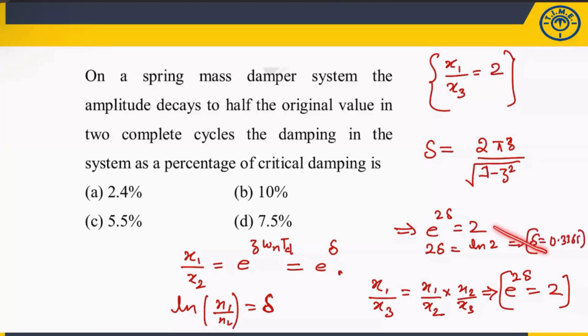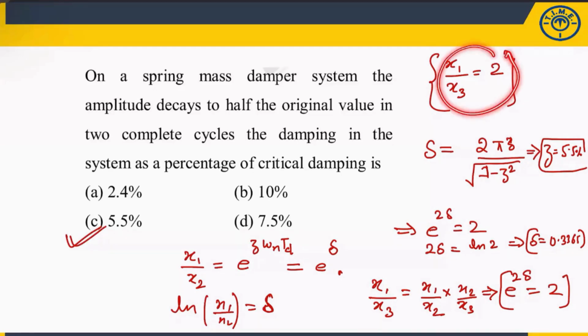So once you know the lambda value, can you calculate zeta? Yes or no? If you solve, you will get the zeta value approximately 5.5%, and that will be the answer. Okay. So that means choice C will be the correct one.